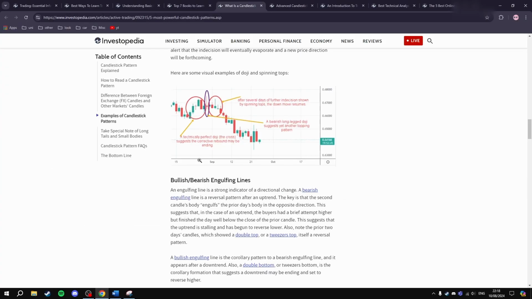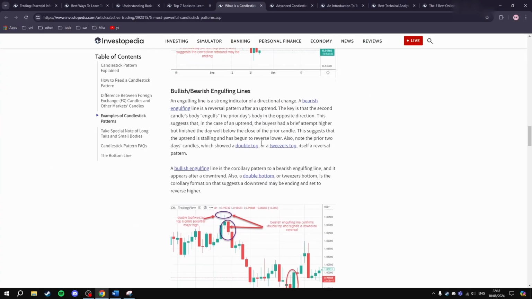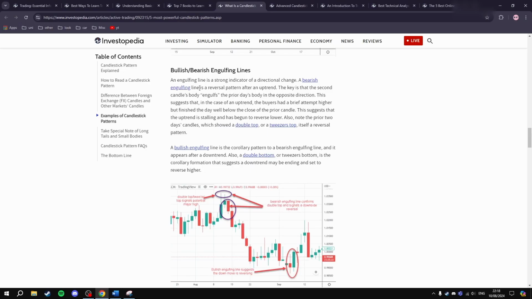Forgot my good old bullish and bearish engulfing lines.